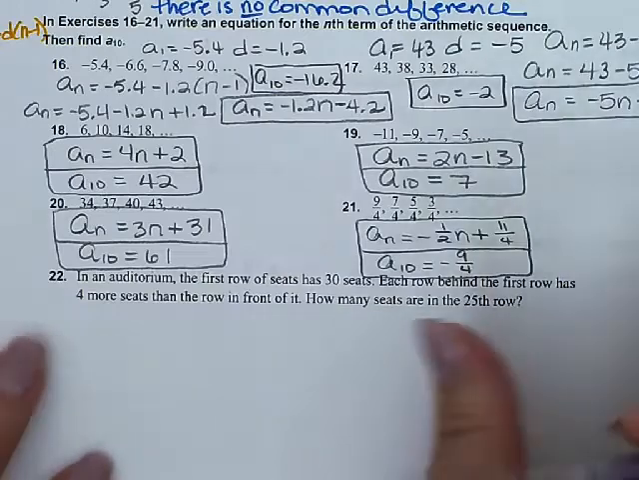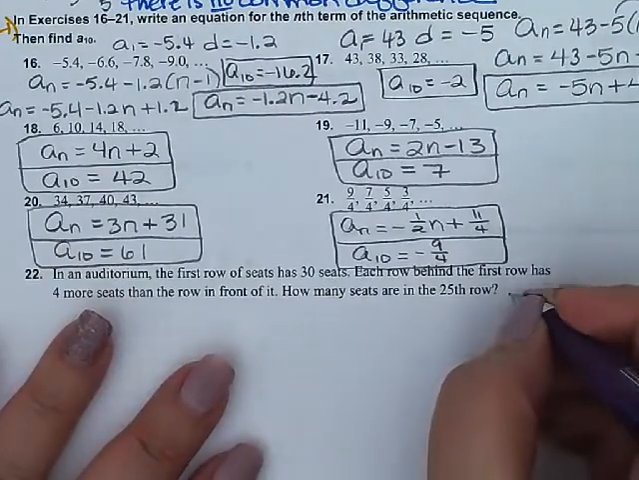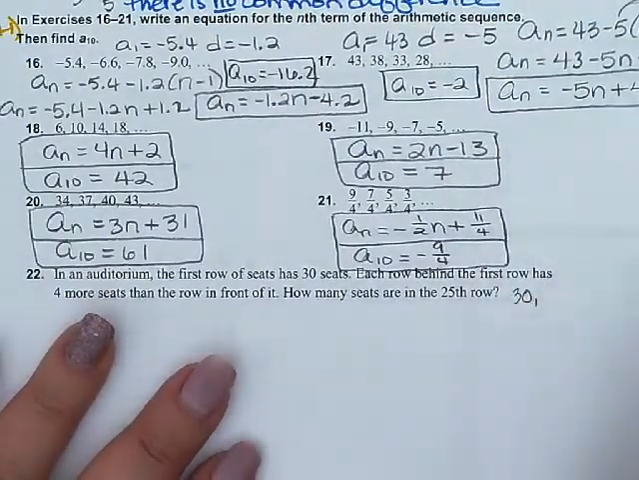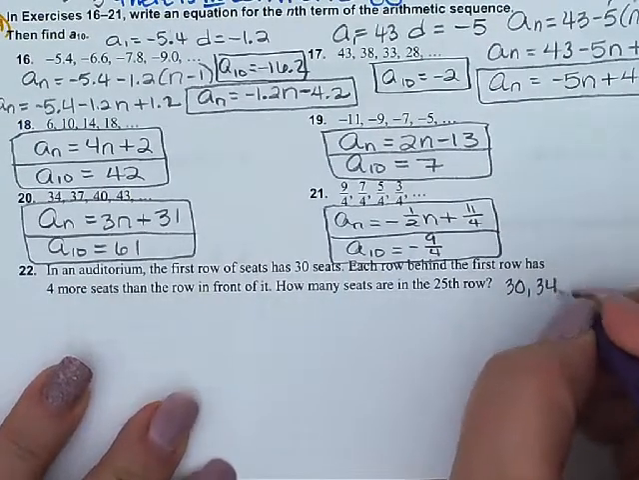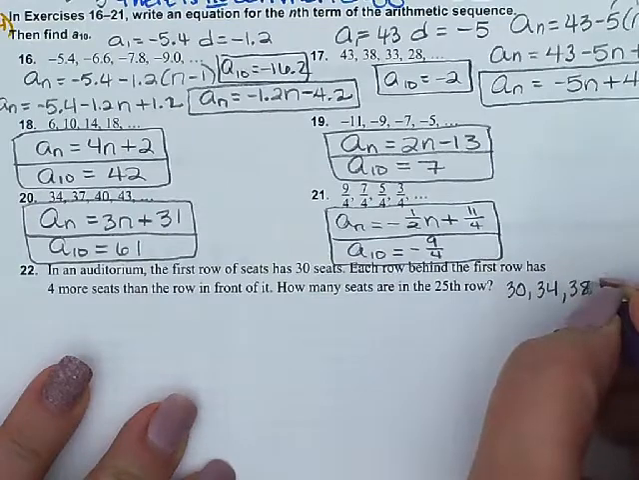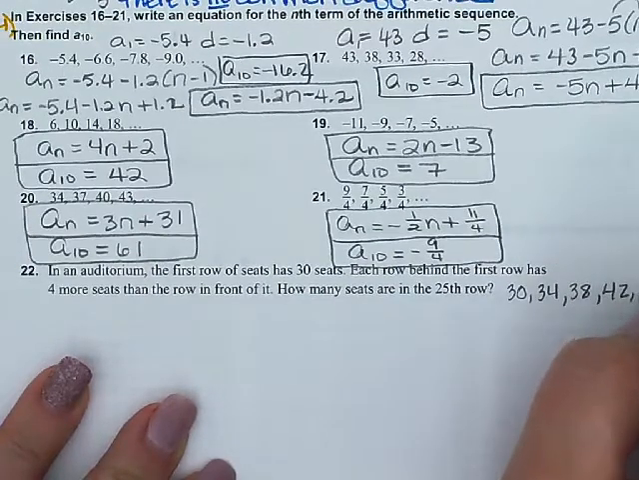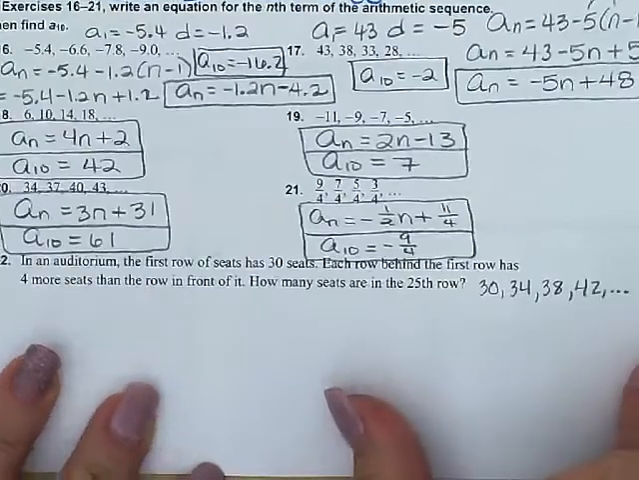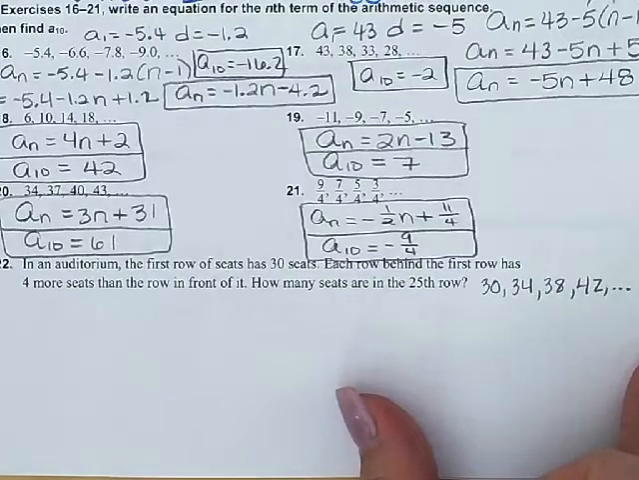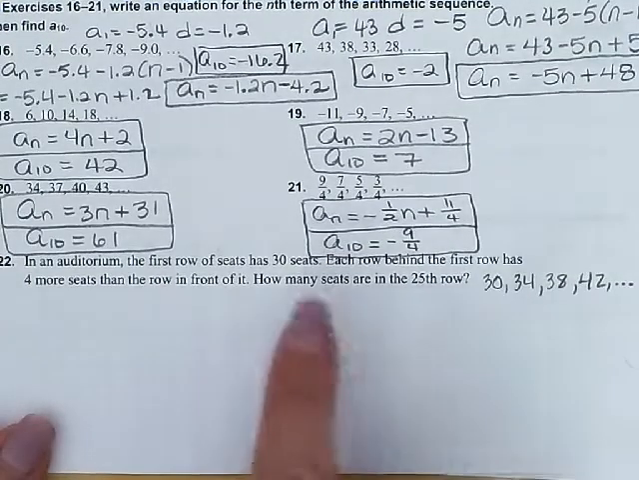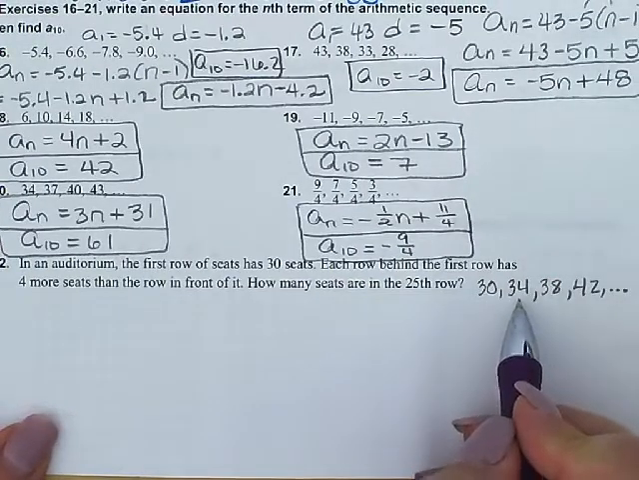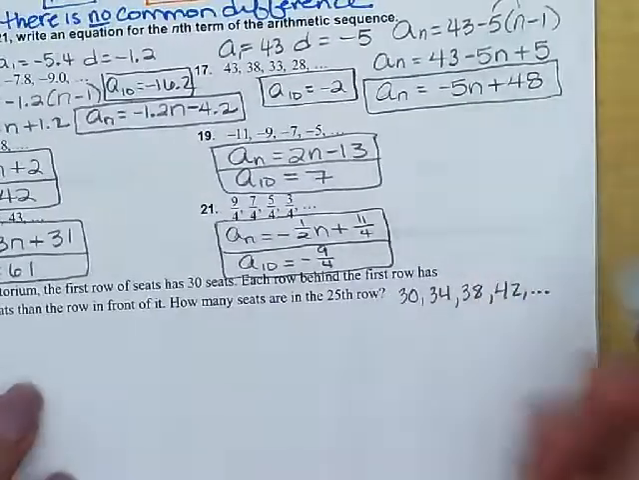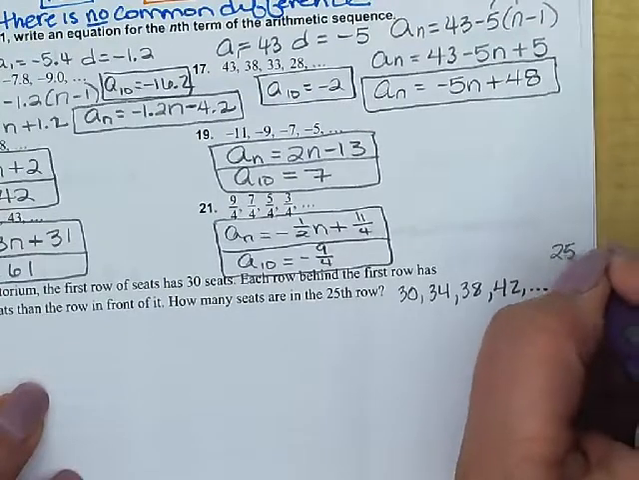Okay, so if I thought of this as a sequence, like we've thought about, that means the first row has 30, and then every row after that has 4 more, so maybe the next row would have 34, then the next row would have 38, then the next row would have 42, and so forth and so forth. So that seems to be the pattern. And what they want to know is how many seats would be in the 25th row. So this is first row, second, third, fourth, all the way down, and they're asking for that 25th.